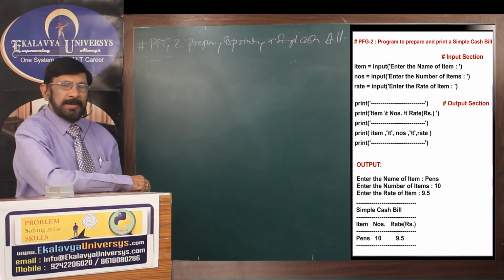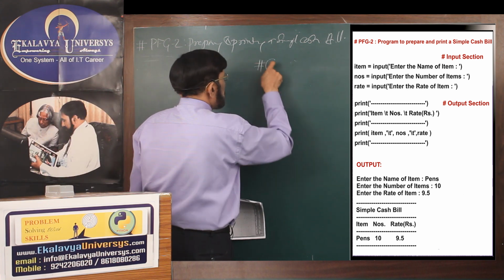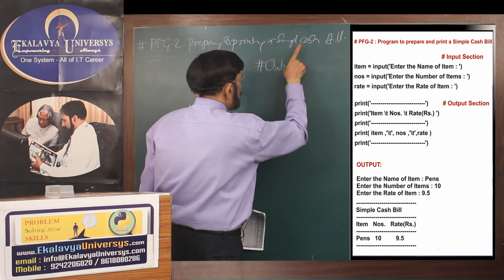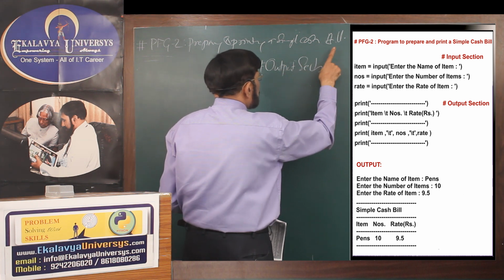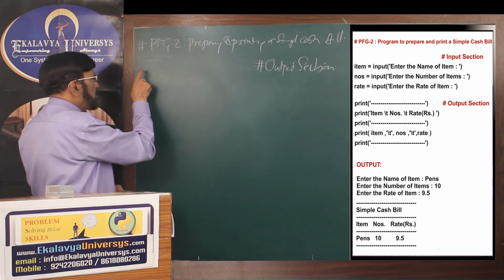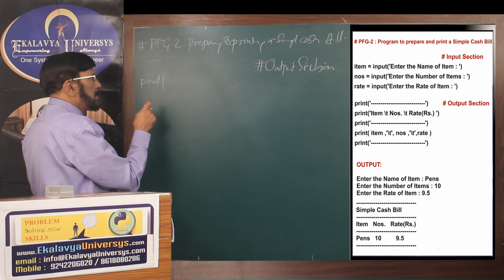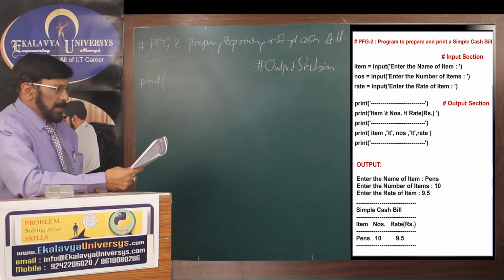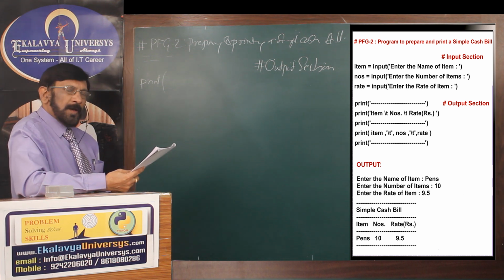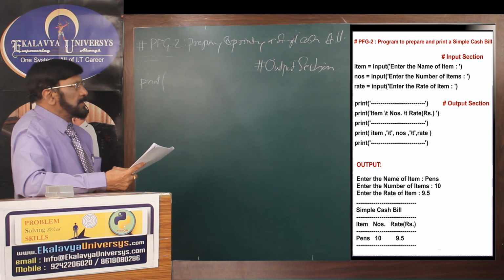Now, let us write the output section. For this also, you write a sub comment, that is output section. Okay. Now, using the print function, we write output statements. Actually, if you see the output, how many lines are there? 5 lines are there. Just count. So, 5 print statements you have to write.